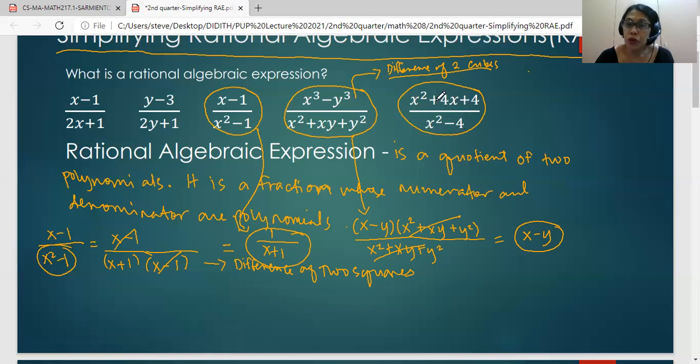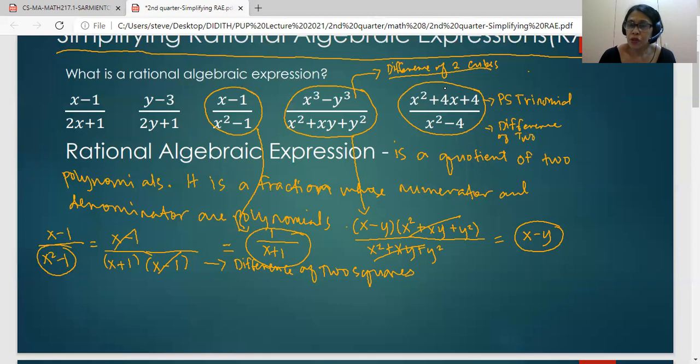So what we're going to do is to describe each polynomial, and then decide what factoring method we are going to use. For this one, by inspection, the trinomial here is a quadratic trinomial, but particularly a perfect square trinomial. And then the denominator is the difference of two squares.